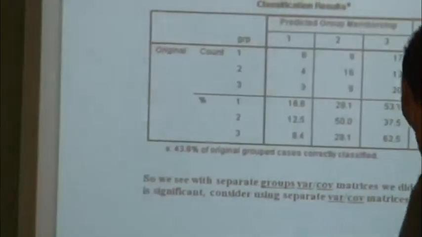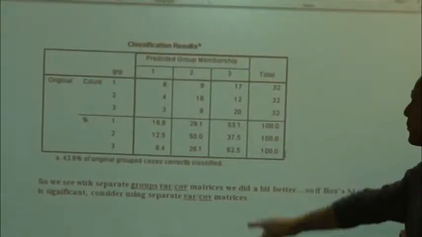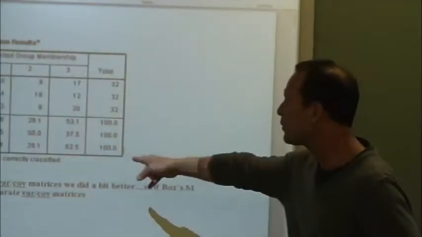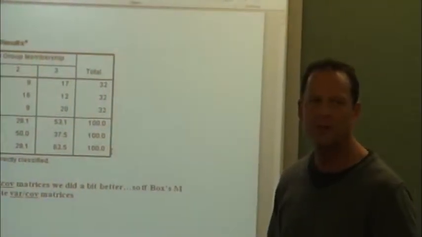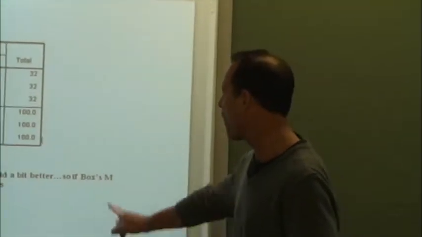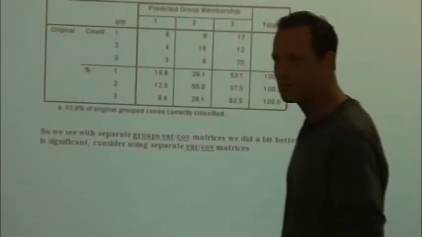you'll go ahead and take into account these separate groups, and we have 43% of original grouped cases correctly classified. We did a little bit better. Remember, it was about 38%? We did a little bit better with separate groups. So if Box's M is significant, consider using separate variance covariance matrices.